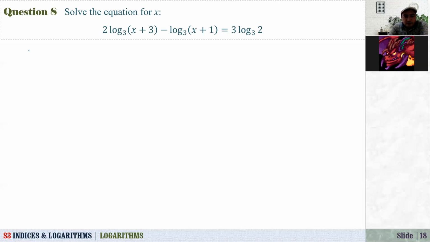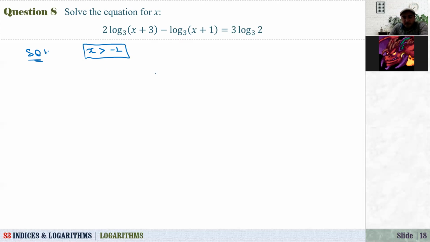Again, looking at the values of these functions, x plus 3 and x plus 1. So from here, x should be greater than -1. Because the first one, x should be greater than -3. Second one, x should be greater than -1. So the intersection of these domains gives us that x should be greater than -1.